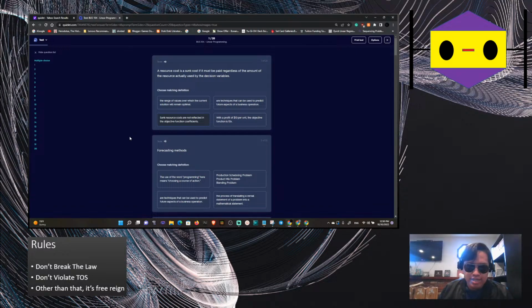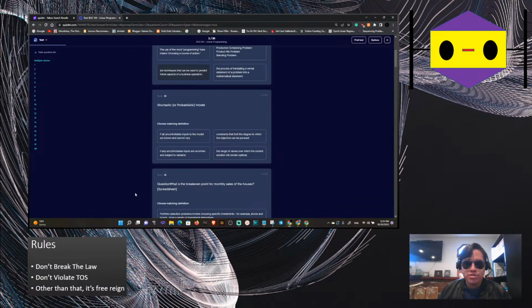I'm going to go with C. Forecasting methods are techniques that can be used to predict future aspects of business operation. Because what is a forecast? A forecast is a prediction of the future, correct? Yeah, predict future aspects of a business operation.